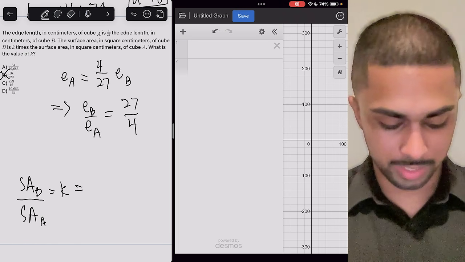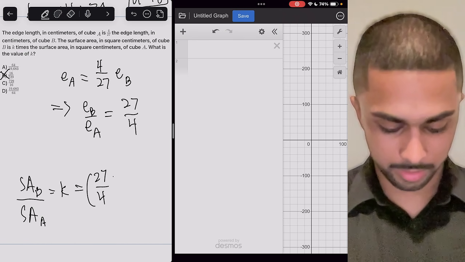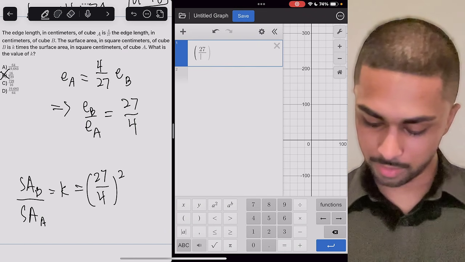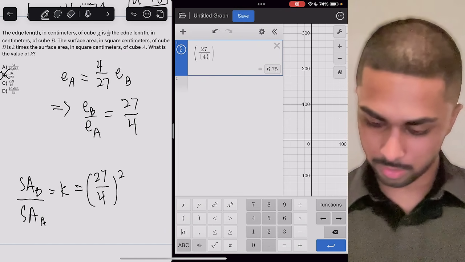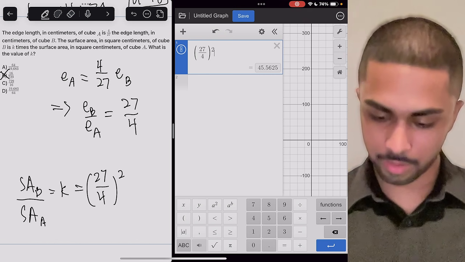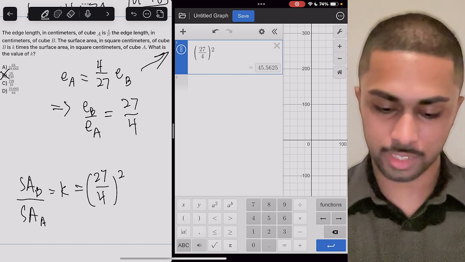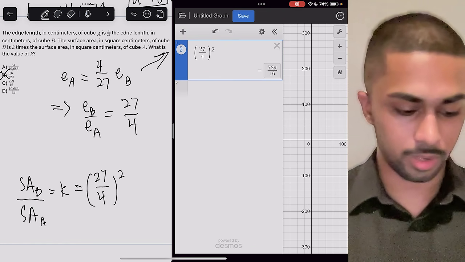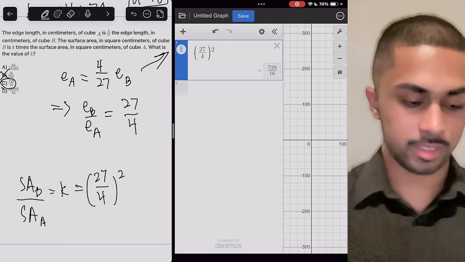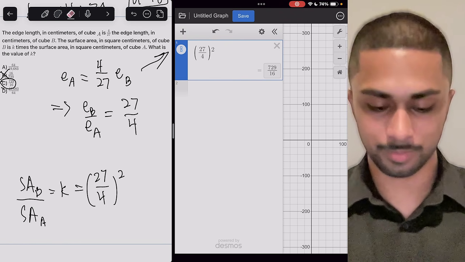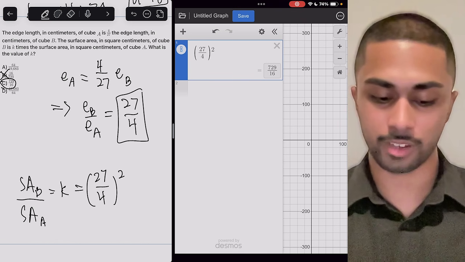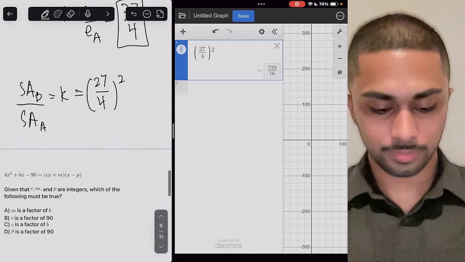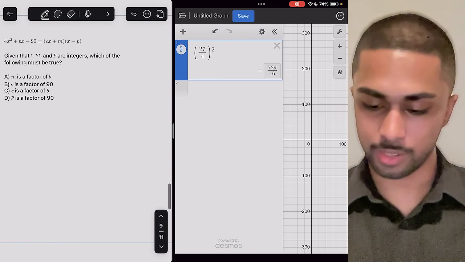K is equal to the scale factor squared, as we mentioned. 27 divided by 4 squared. And then use this fraction button right here because all of these answers are in fractions. 729/16. C is your correct answer because the correct scale factor is 27/4. All right, we got 2 questions left.